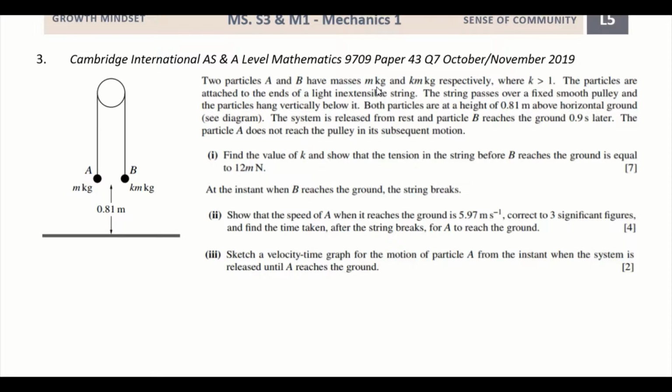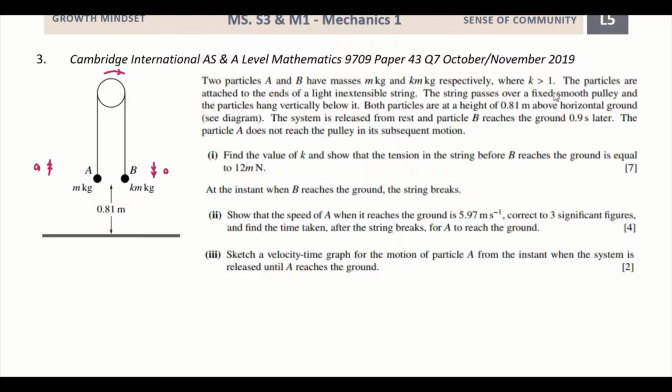Two particles A and B have masses m kg and km kg respectively, and given that k is greater than 1. You might wonder why they give this. You can imagine this is m and this is km. If k is greater than 1, you can imagine this might be 1.1m or 1.2m or 2m and so on. So it indicates that particle B has a higher mass. Which means later when we look at this, the pulley will move in this direction, so this will be moving down, and this will be moving up.